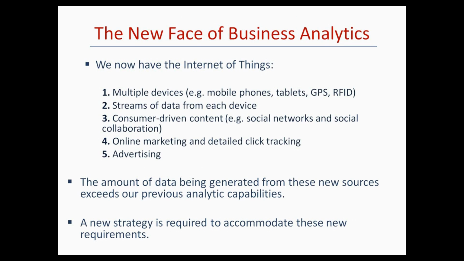But today we have the Internet of Things. We have multiple devices like mobile phones, tablets, GPS, RFID tags, etc. So we get streams of data from each of these devices, and adding to this, there is a lot of consumer-driven content on the internet, right? Like from social networks and social collaborations. We have online marketing, detailed click tracking, advertisements. All this data coming from different sources is actually exceeding our previous analytic capabilities. That is the reason why we are looking at a new strategy to accommodate these new requirements.